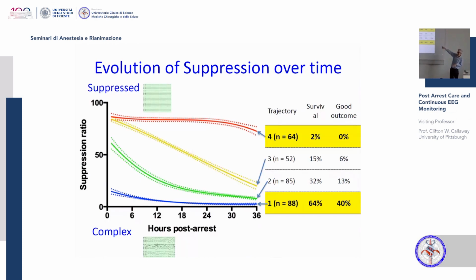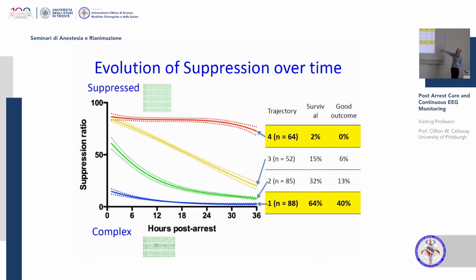At the top is a red line, and the red line are people who had high suppression, maybe 90%, and they remain suppressed over 36 hours. You can see that in our hospital, only 2% of those people survive, and none of them had good outcome.